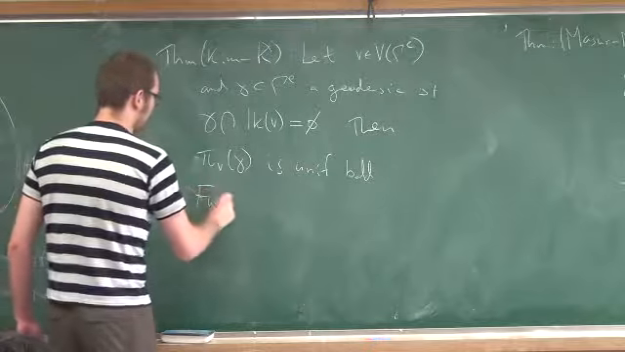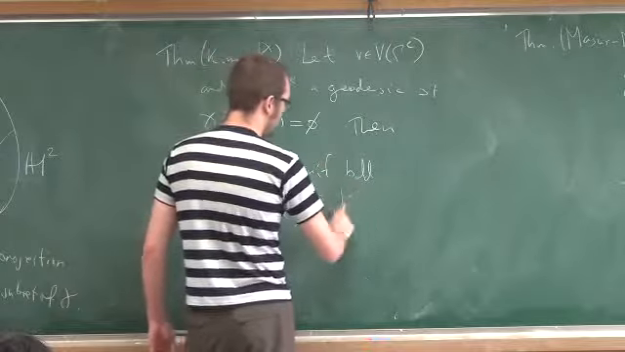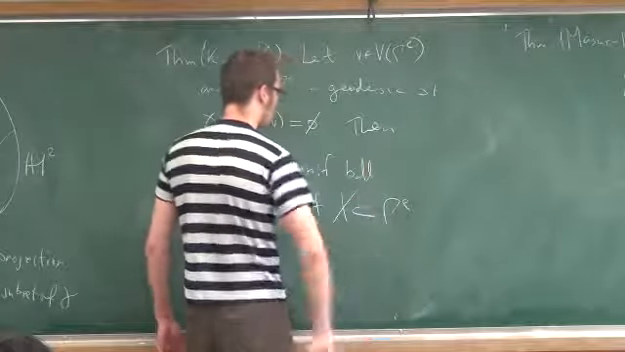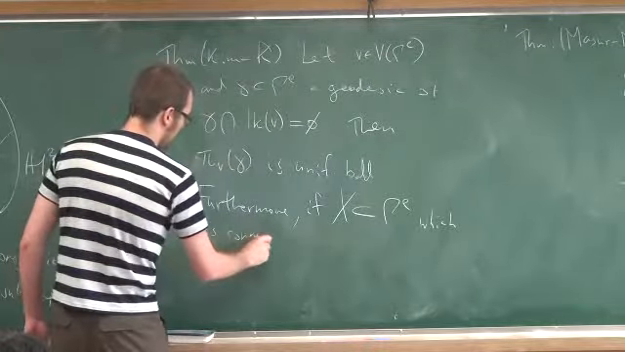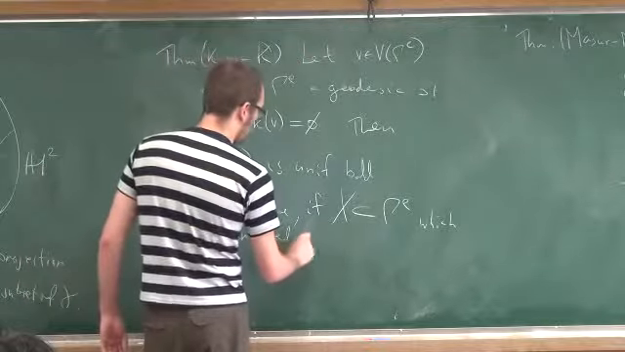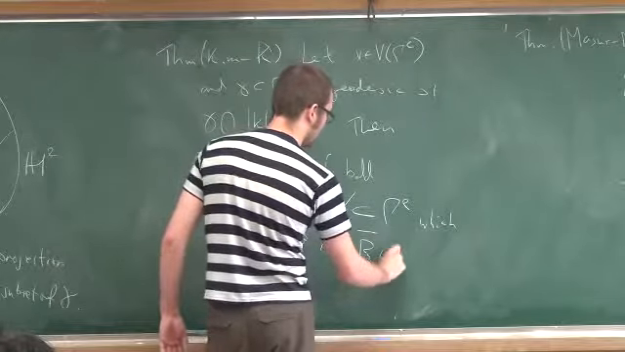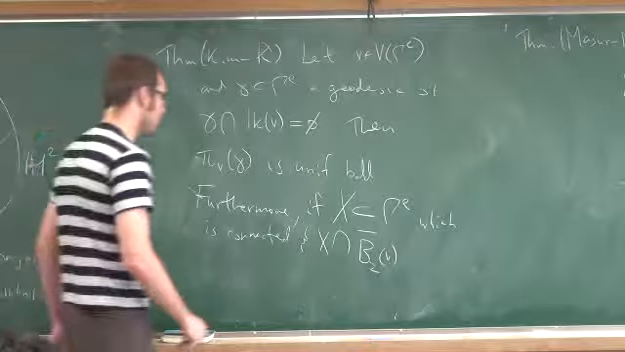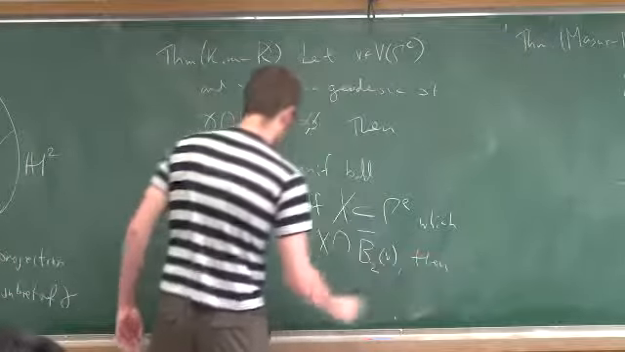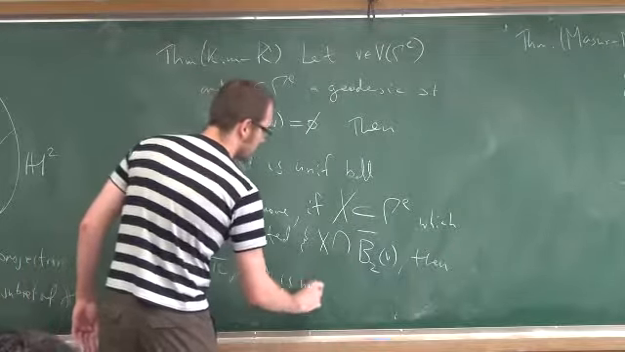Furthermore, if X is a subset of gamma E which is connected, and X avoids the closed ball of radius 2 about V, so it avoids not only the link of V, but the link of every vertex in the link of V, then the projection onto V of X is uniformly bounded.